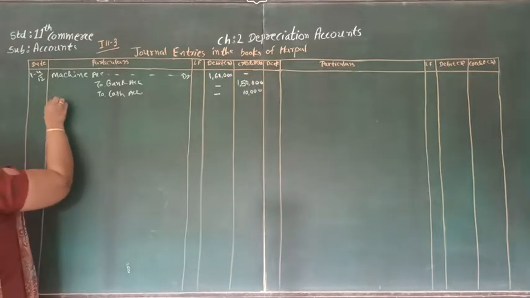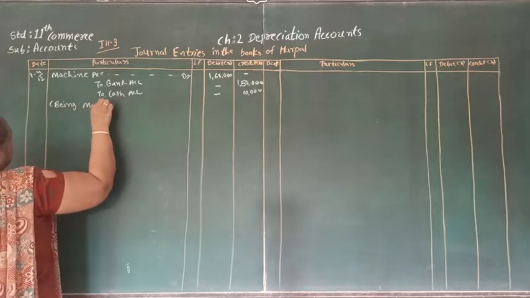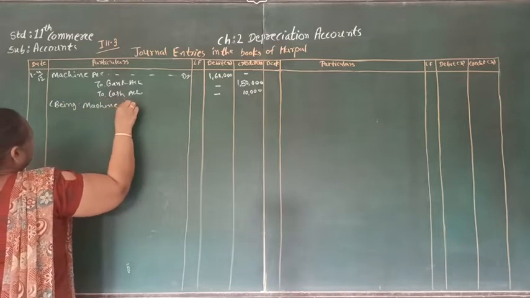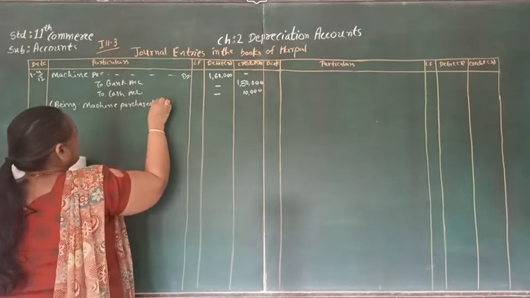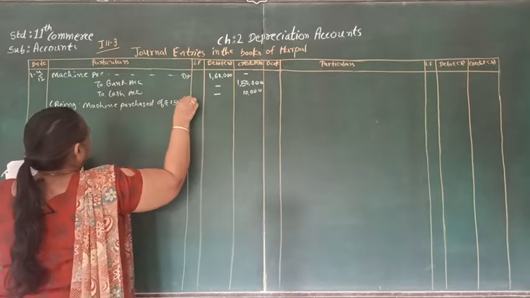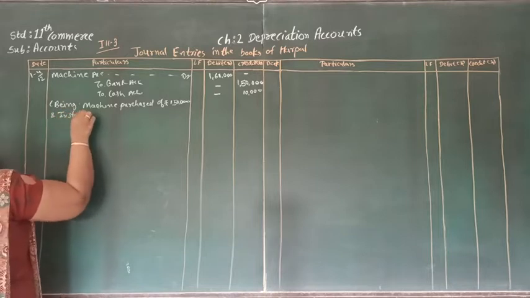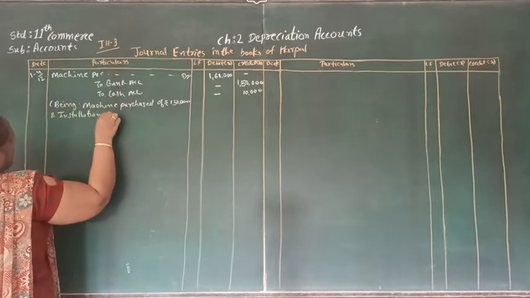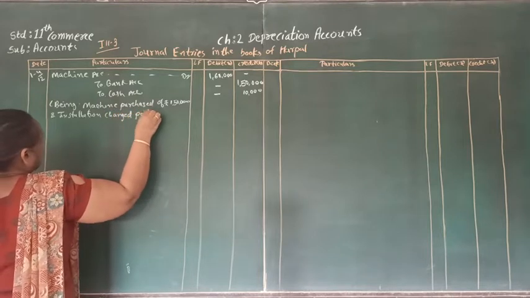Being machine purchase of rupees 1,50,000 and installation charge paid rupees 10,000.